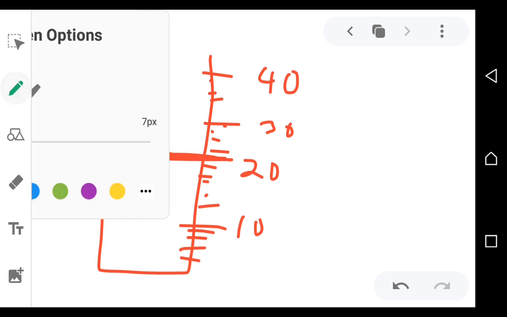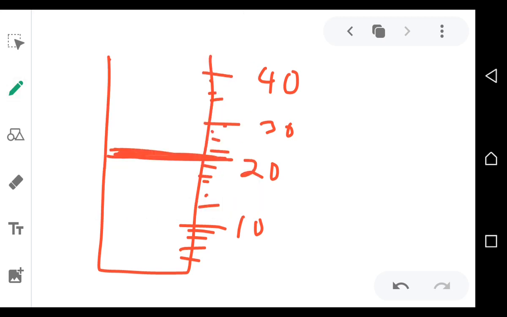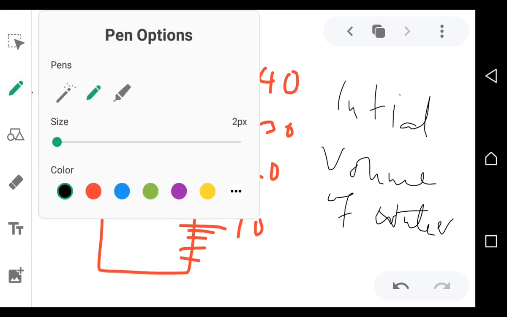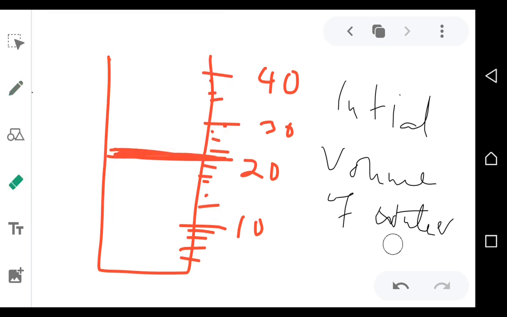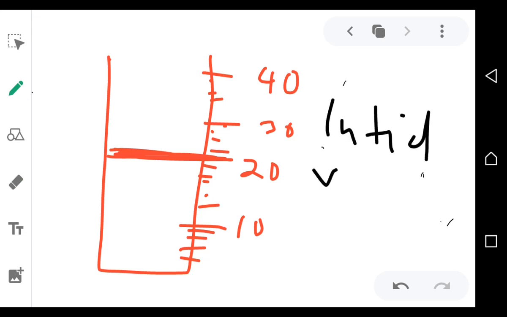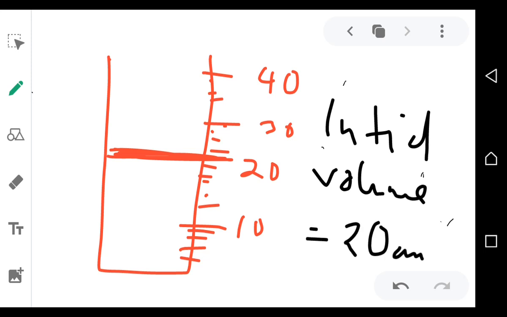So meaning the initial volume of water is what? So the initial volume of water is 20 cubic centimeters, before you put anything inside.